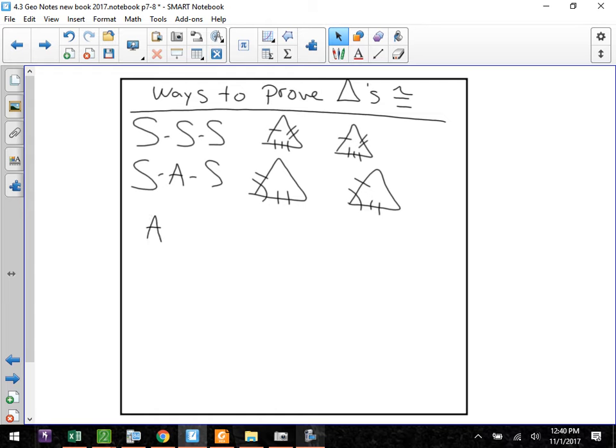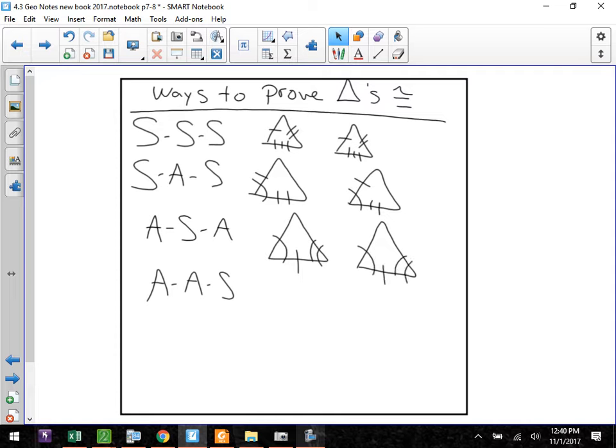Talk about today. Angle, side, angle, and angle, angle, side. Angle, side, angle is pretty easy. It's two angles, side in between. Two angles, side in between. It's the exact opposite of side angle side. Two sides and an angle between, well, two angles and a side in between.